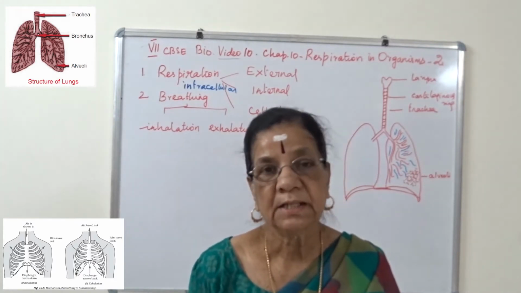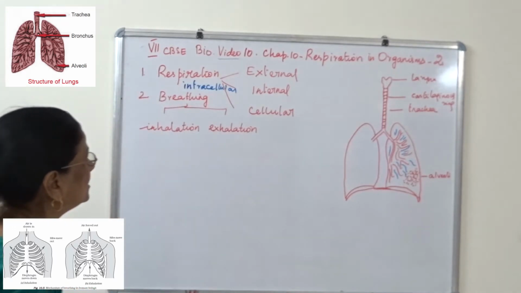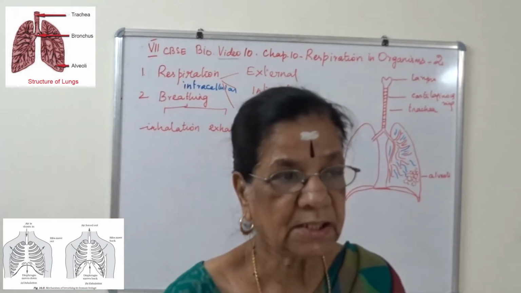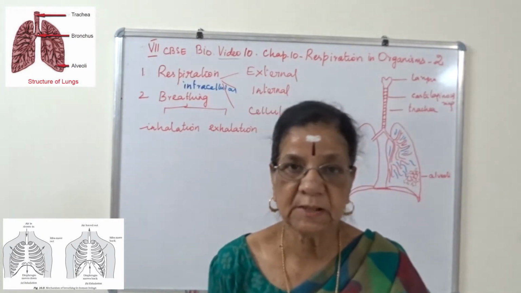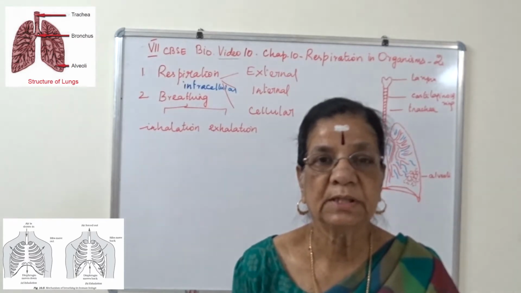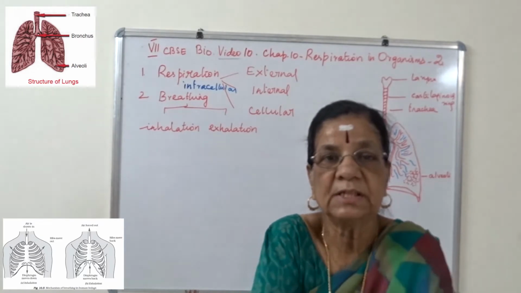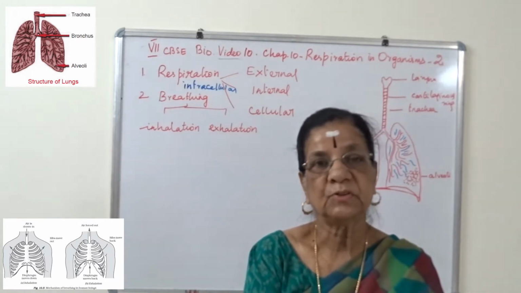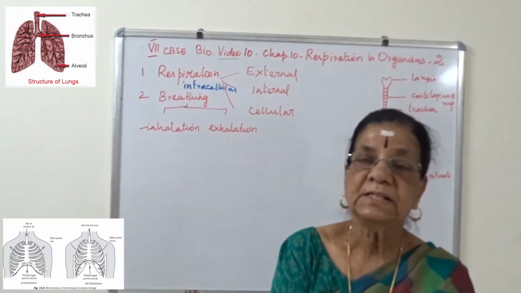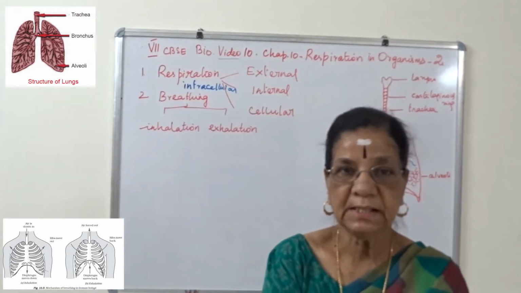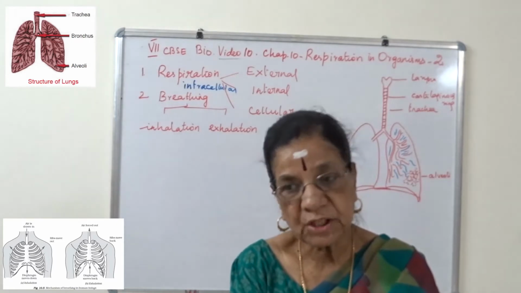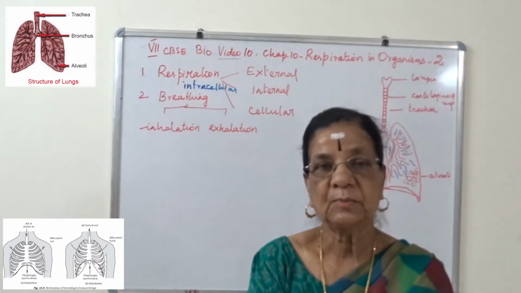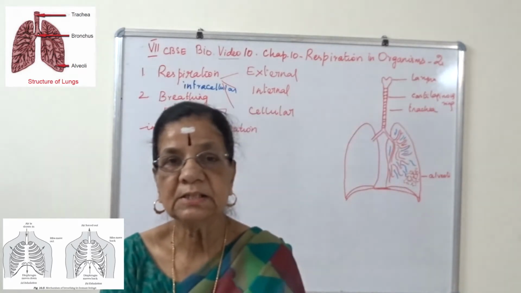Under breathing and respiration, we have learnt external respiration, internal respiration, and cellular respiration. External respiration is taking in oxygen and giving out carbon dioxide. Oxygen is taken in from the atmosphere and carbon dioxide is given out of the body to the atmosphere. Whereas in internal respiration, the oxygen taken in has to be sent to the lungs, the alveoli, where it gets exchanged with the carbon dioxide present. So that is internal respiration.